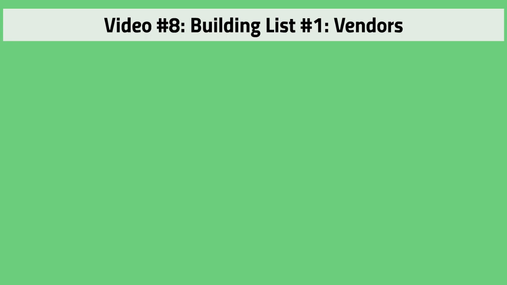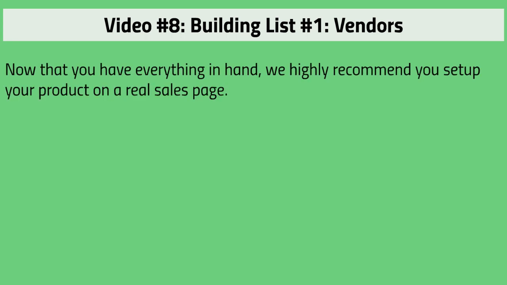Now, this is not necessarily required, but this is going to help you get more yeses. So once you have everything in hand, what we highly recommend is that you set up your product on a real sales page. Now, you might be thinking, oh, this is so hard to do, but in reality, what I recommend is taking what you learned in the previous video about getting a script written and finding a video spokesperson on Fiverr to read that script. All you have to do is the same thing.